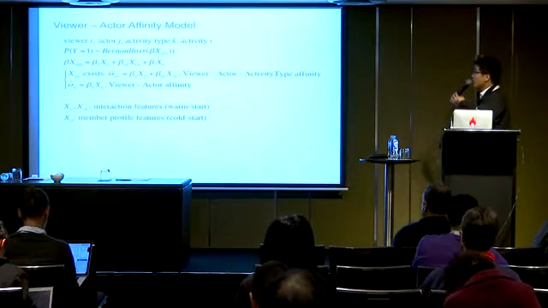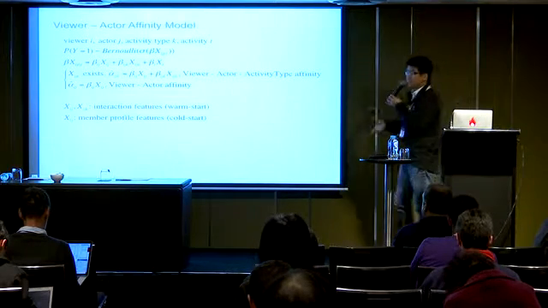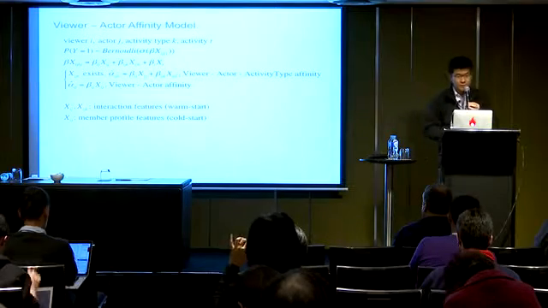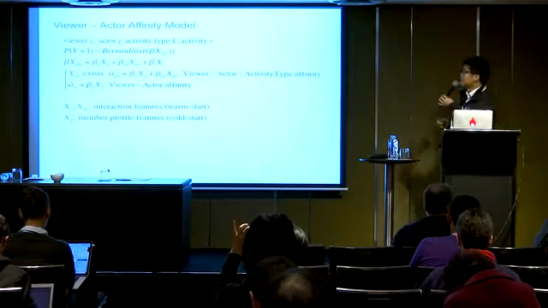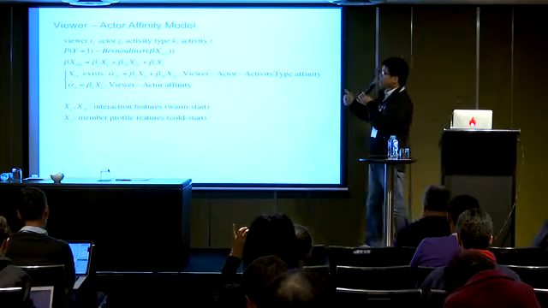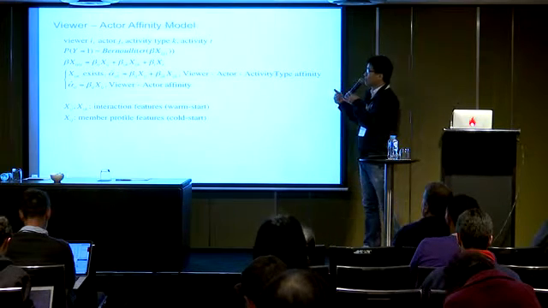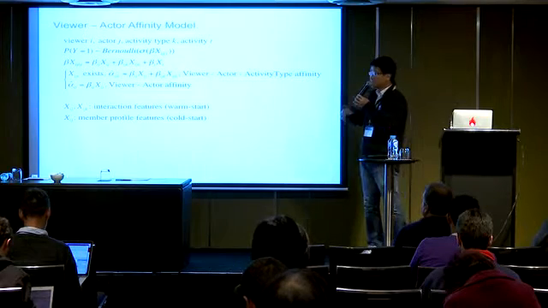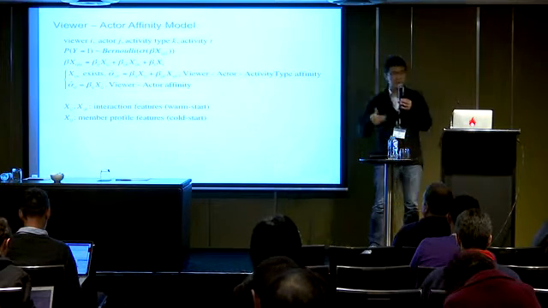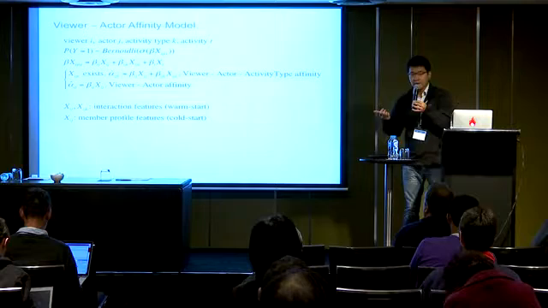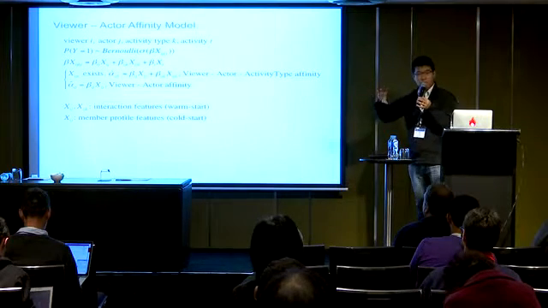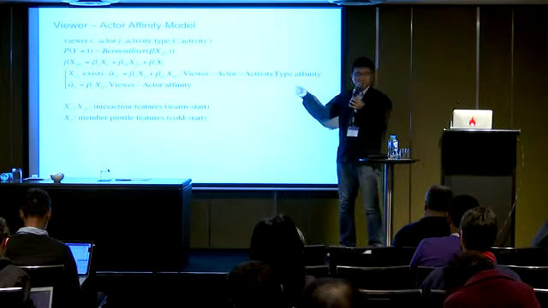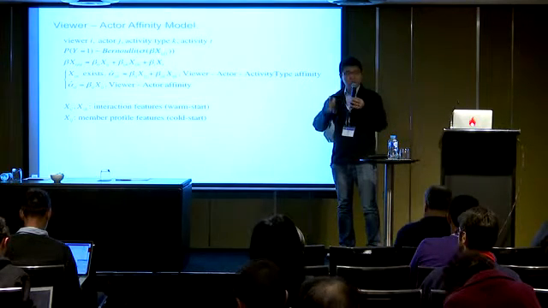And for the viewer actor affinity model, we use a different way to model it, maybe for scalability reasons. Let's say that we have a viewer I, actor J, activity type K, and activity T. We simply assume the click itself follows a Bernoulli distribution, and we can use a linear model to model the correlation, right? Because of this linear model, we can split it into 3 parts.